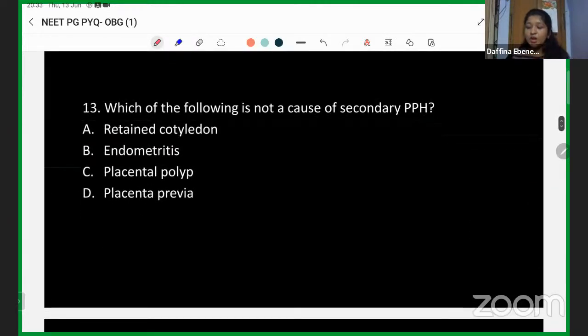Which of the following is not a cause for secondary PPH? Retained cotyledon, endometritis, placental polyp, and placenta previa. There are two types of PPH, postpartum hemorrhage. One is primary PPH, the other is secondary PPH. The other way of classifying is either atonic or traumatic PPH, but all those are types of primary PPH only. Primary PPH is anything that occurs within the first 24 hours after delivery.